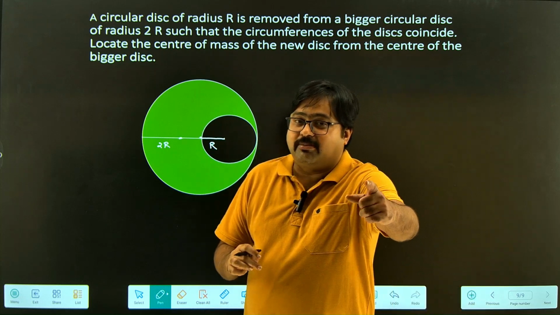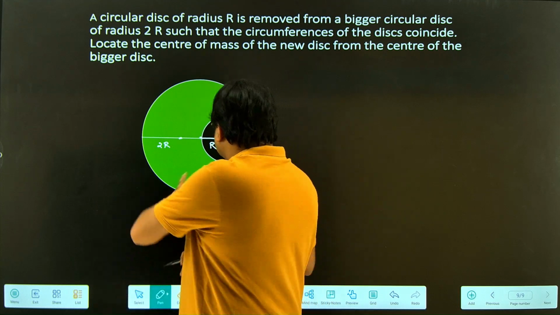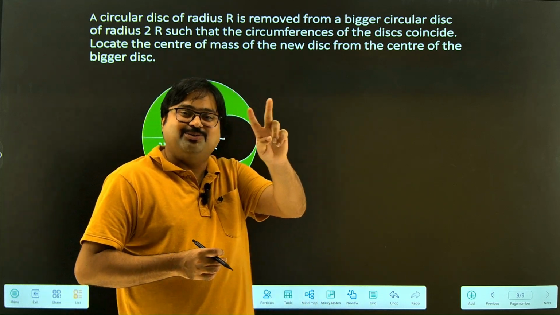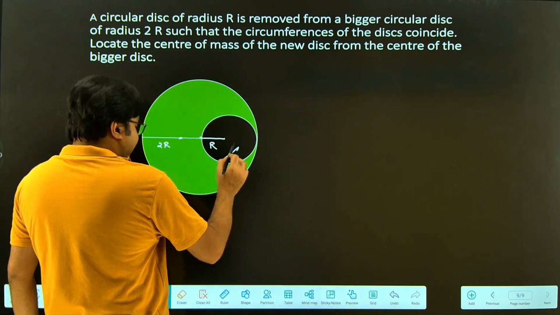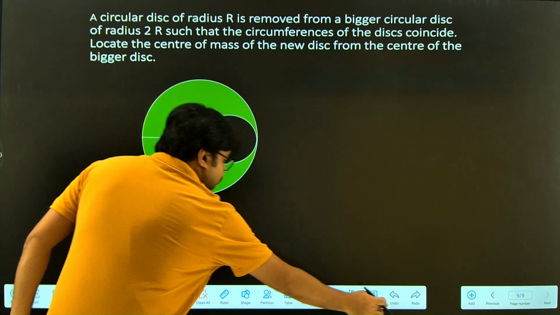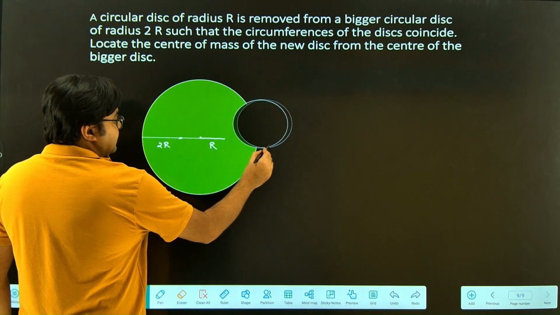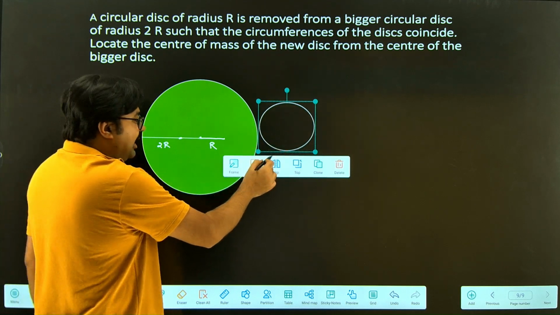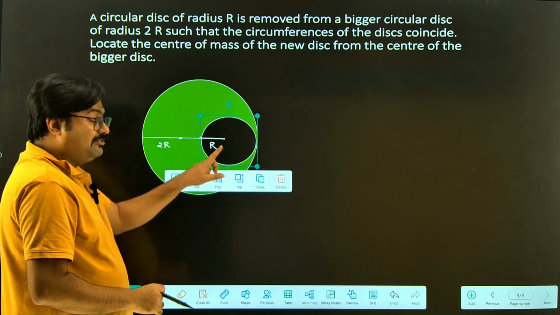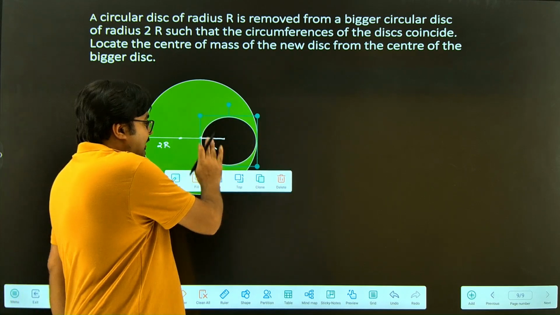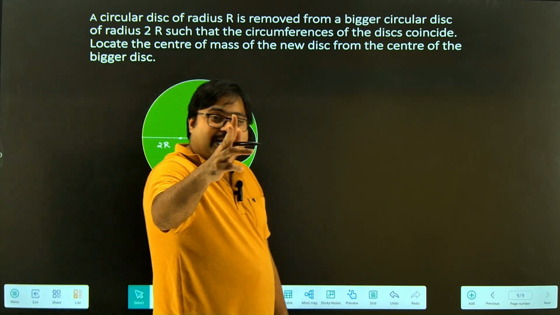If you ask me how many bodies are there, you would say, sir, there is one body, which is the cut disk. I would say there are two bodies. A body here, which is a complete disk, and then there is a disk of negative mass, placed like this. So positive mass and negative mass get cancelled, and then you have nothing out there. That's how you would imagine. So there are two masses.